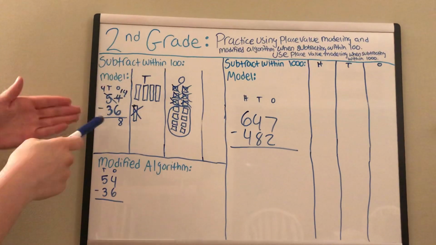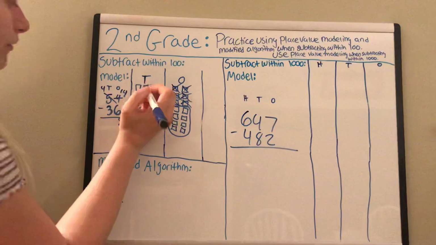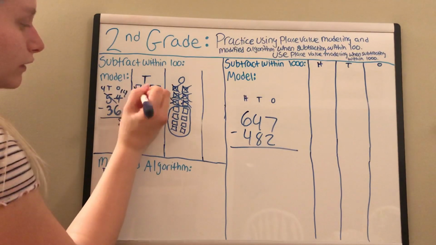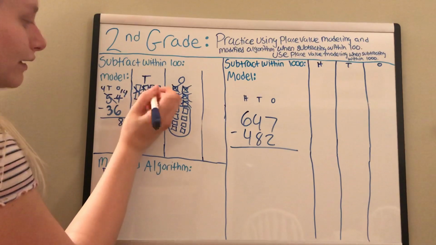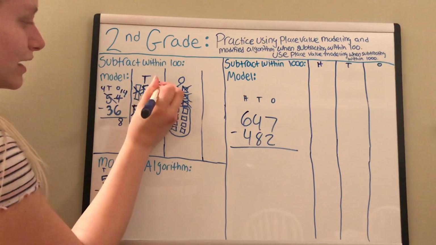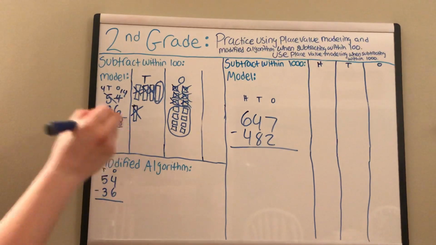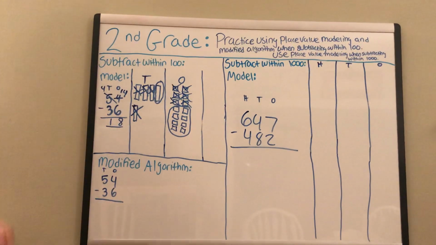And we actually can do this now. So they would go into their tens column and they have to subtract 3 from the 4 tens. So they would cross out 1, 2, 3. And they are left with 1 10. So they would put 1 right here. And that is our answer, 18.